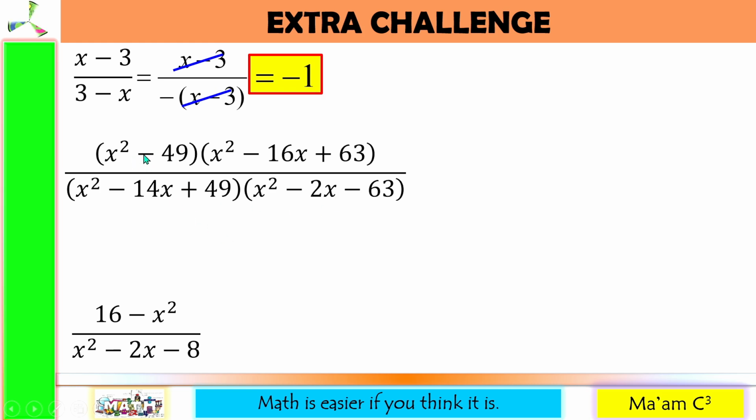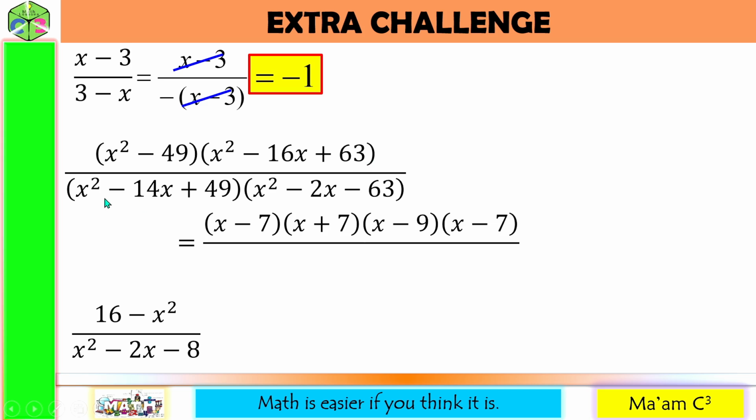Let's start with the difference of two squares, and the factors are quantity x minus 7 times quantity x plus 7. While this one is a trinomial, the factors are quantity x minus 9 times quantity x minus 7. This one is also a trinomial. This is a PST, a perfect square trinomial, because the square root of x squared is x, the square root of 49 is 7, and 7 times x is 7x, times 2 is 14x. So this is a PST.